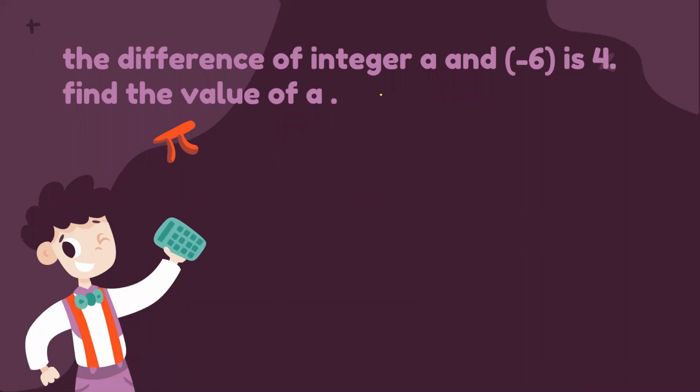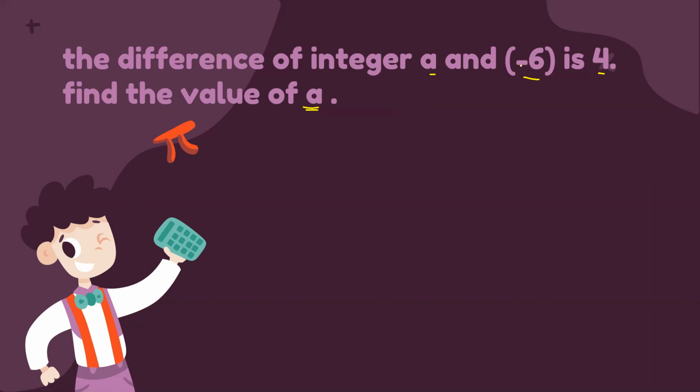So the difference of an integer. Okay, now the difference. Instead of sum, it is difference now. So the difference of an integer a and minus 6 is 4. Find the value of it. You need to solve this question as a linear equation, because here they've already given you a. So you need to find the value of it with the linear equation given. These types of questions come in the seventh grade, and linear equations we complete in sixth grade, so that is easy.